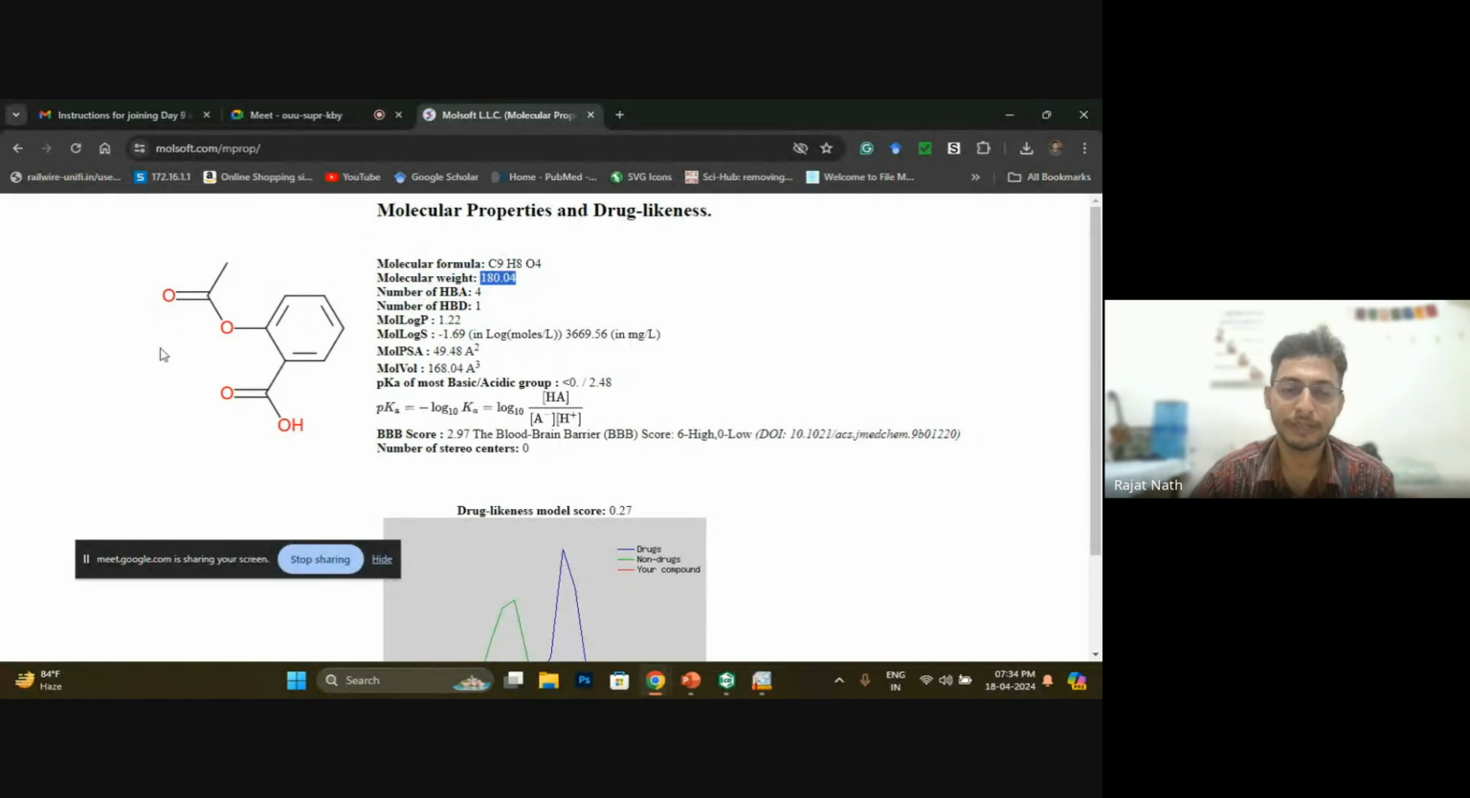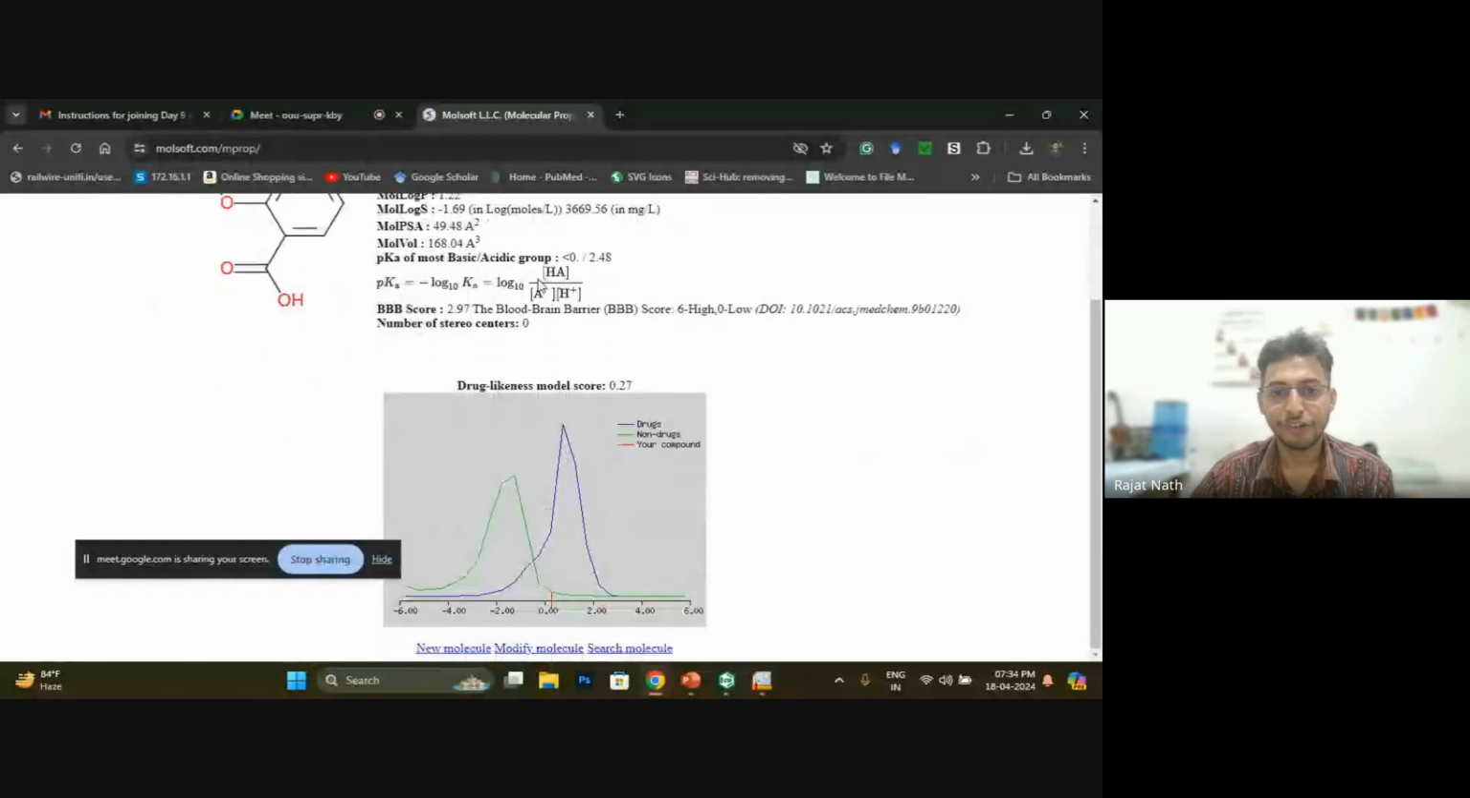If you give another compound here which has violated the Lipinski rule, it will show in red color. Yes, there is no violation, so all are in black. So from this we can consider that yes, this compound is following the Lipinski rule of 5 and it is having the drug-like properties.